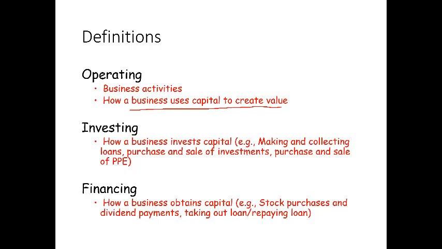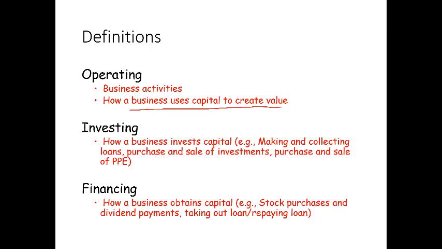If I make loans or collect loans, if I buy investments or buy or sell PP&E, all those things are going to end up in investing cash flows. And finally, financing. This is how the business obtains cash or capital, cash from outsiders, cash that's not internally generated. How do they obtain this capital? They might buy stock. They might sell stock. They might have dividend payments. They might take out a loan or repay a loan. All these things would be listed under financing cash flows.